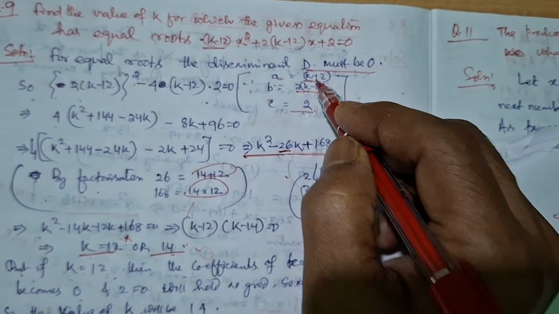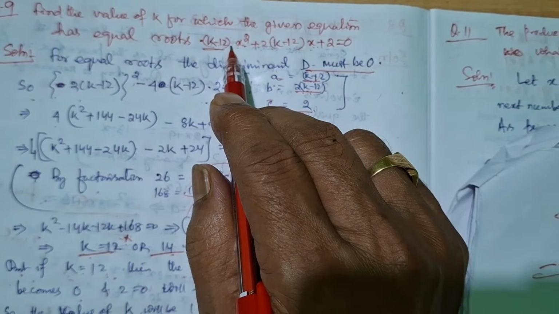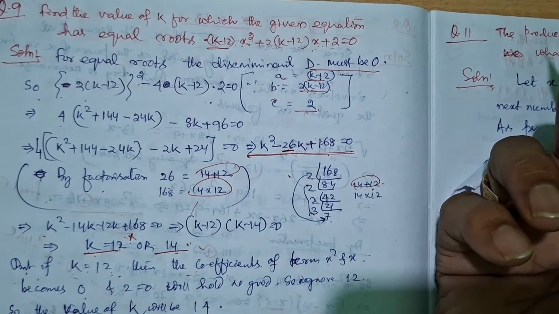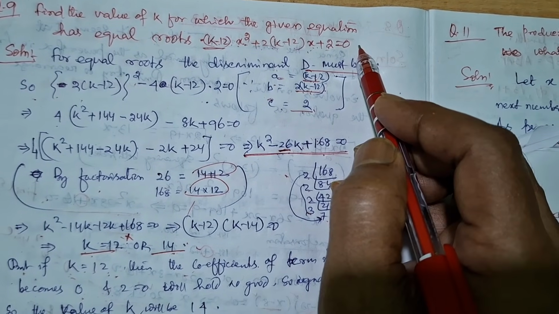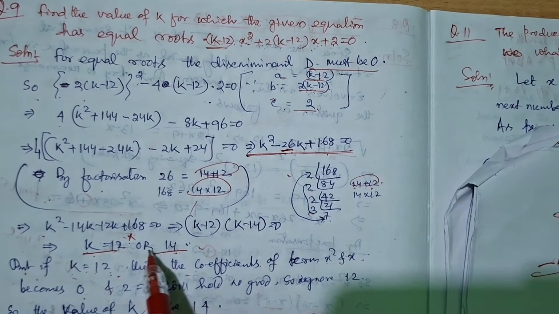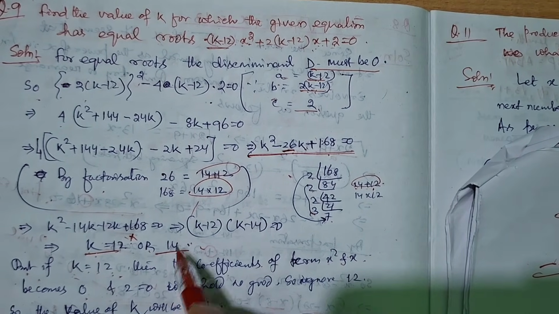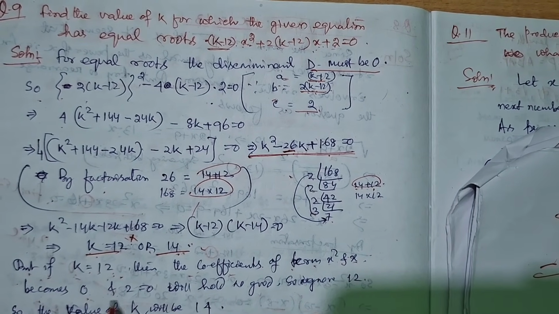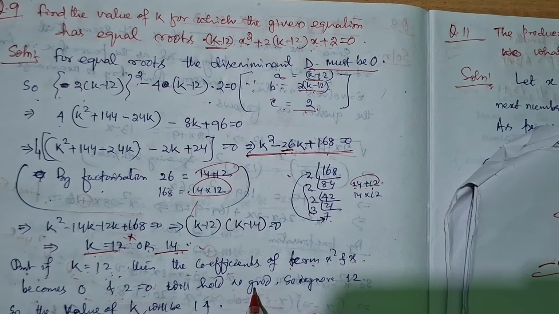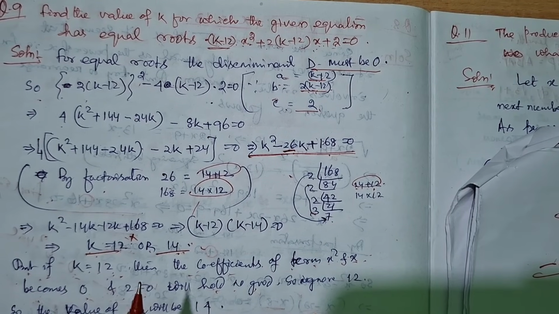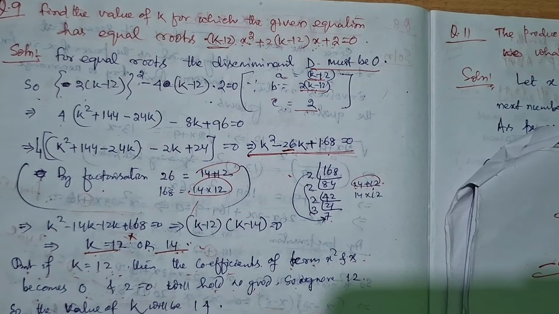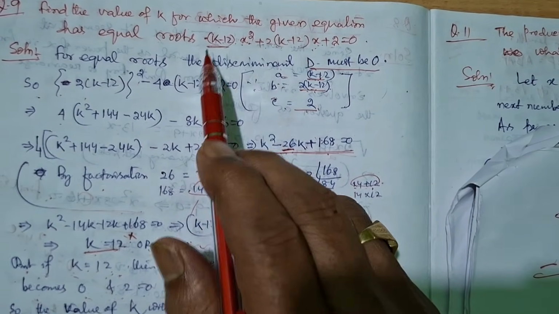Because for this condition, if there is no x square term and no x term, then how will it be an equation, or how can 2 be 0? It is not possible. Then the result 12 is rejected. Just to verify, if k is 12, then the coefficient of x square becomes 0 and it will hold no good. No good means it will not satisfy our purpose. So ignore 12. So the value of k will be 14. We just verify 14.